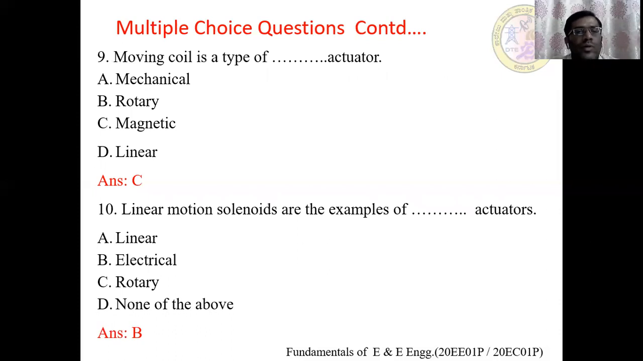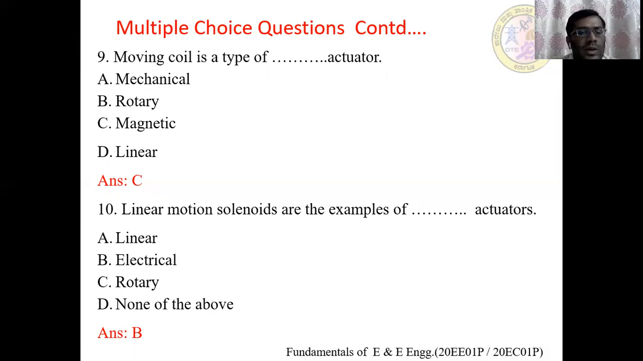Next question. Moving coil is a type of dash actuator. It is one type of magnetic actuator. So the option C is the answer, magnetic actuator.